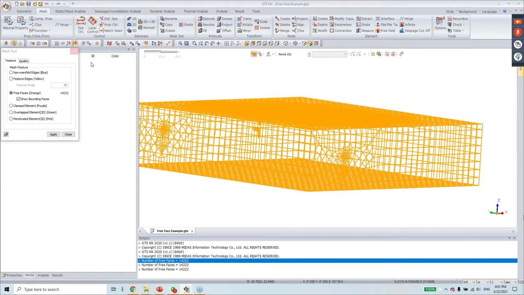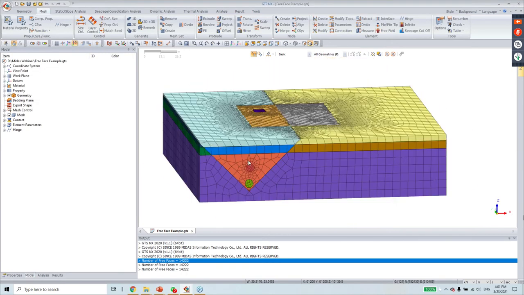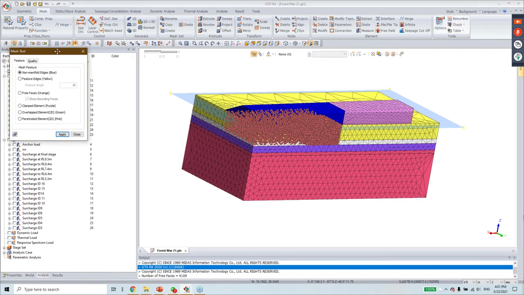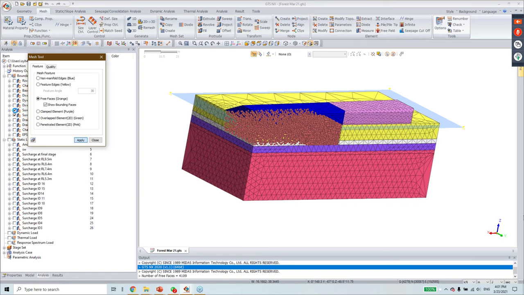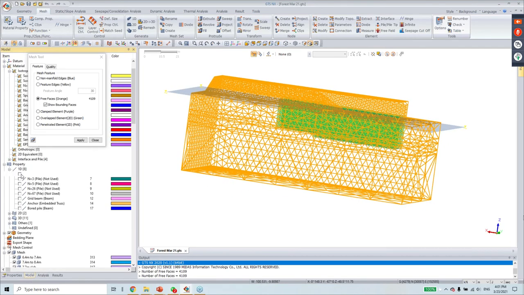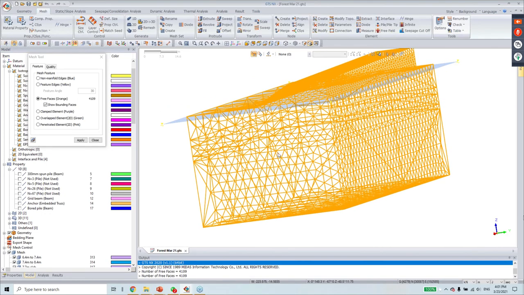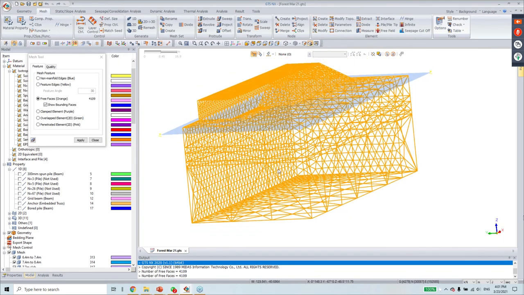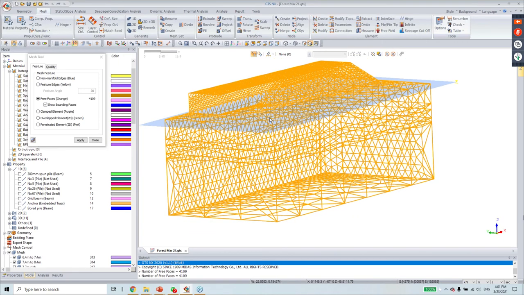This is one example where we totally discarded the results because of a small free face we had, and we had to remesh the whole thing and redevelop the whole model. So I just want to show you all our models are free face free. There are no free faces in our models. Let me deactivate the parts. You can see that it is your responsibility as an engineer to make sure your model has no error.